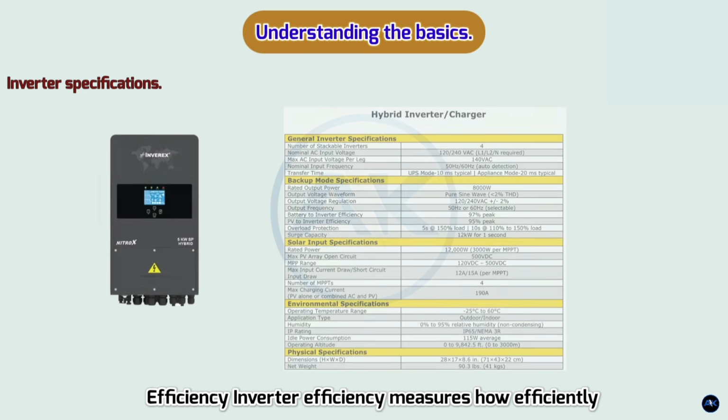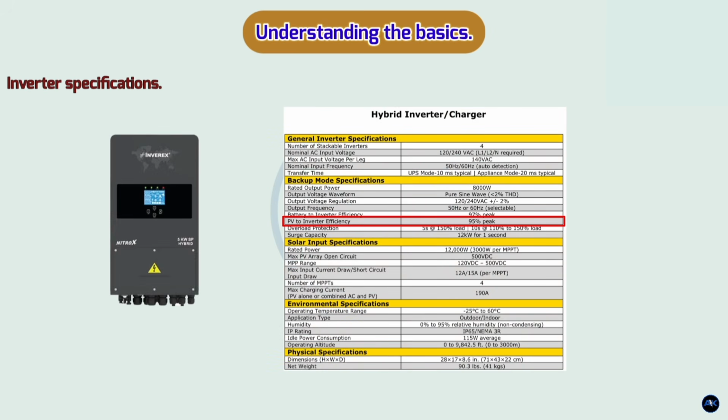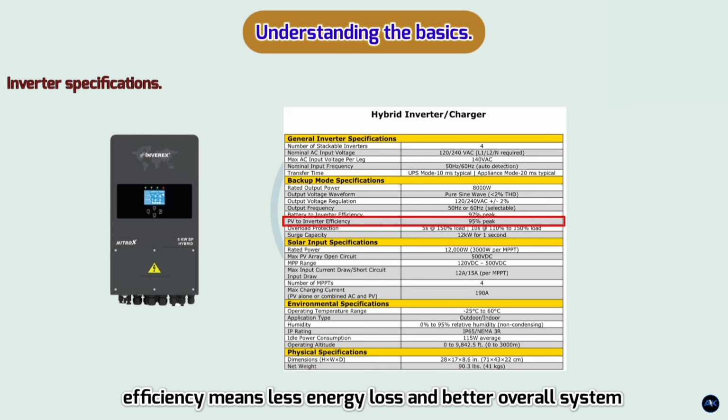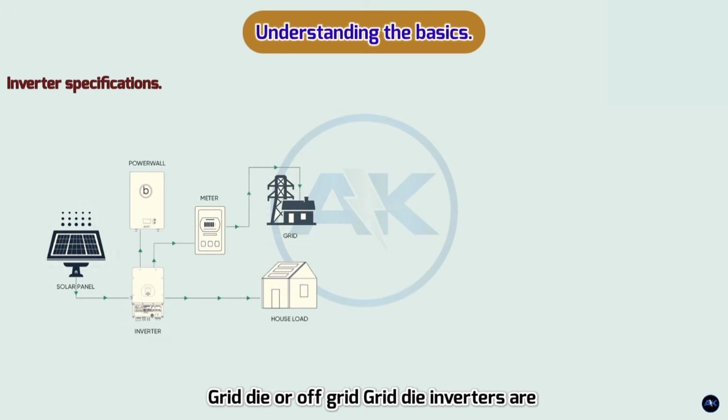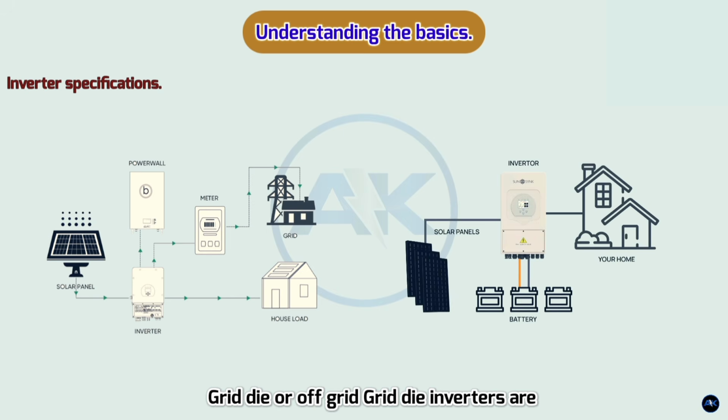Efficiency. Inverter efficiency measures how efficiently it converts DC power to AC power. Higher efficiency means less energy loss and better overall system performance. Grid tie or off-grid. Grid tie inverters are designed to connect to the utility grid, while off-grid inverters can operate independently, often with battery storage.